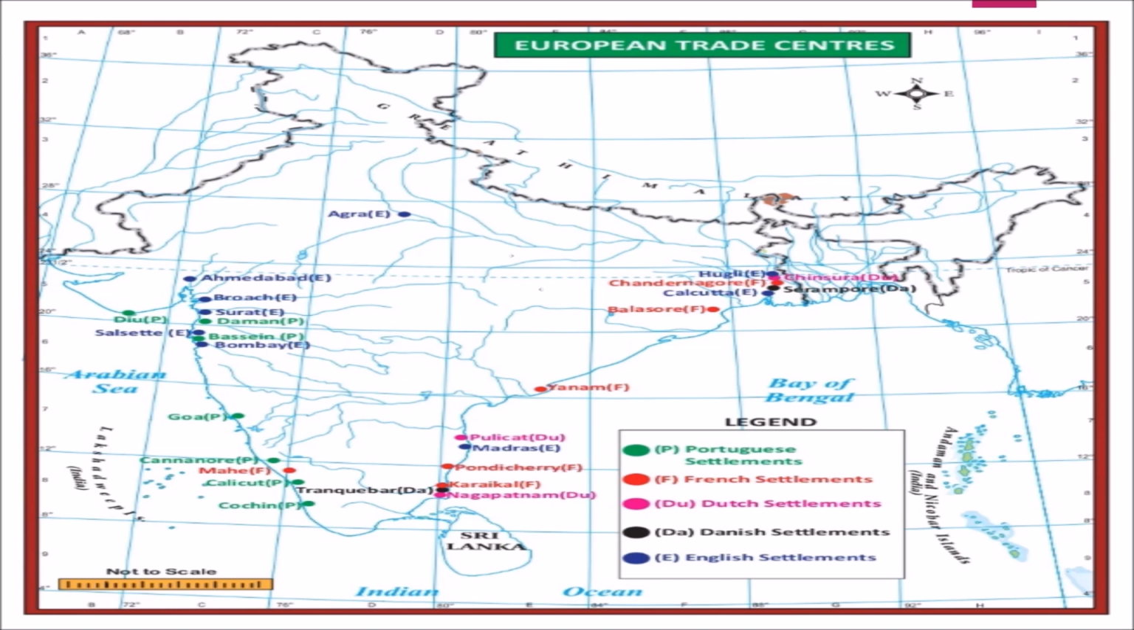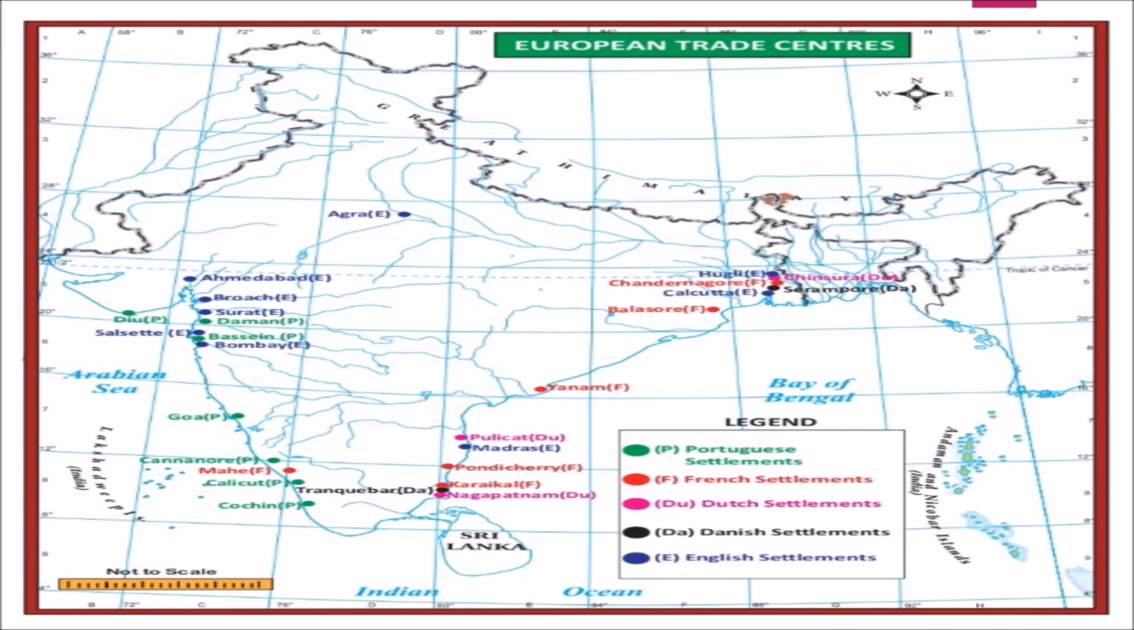Now, look at this map. The title of the map is European Trade Centers. Here, green color represents Portuguese settlements like Diu, Daman, Bassein, Goa, Kannur, Calicut and Cochin. Red color represents French settlements like Mahe, Pondicherry, Karaikal, Yanam, Chandernagore, Balasore.